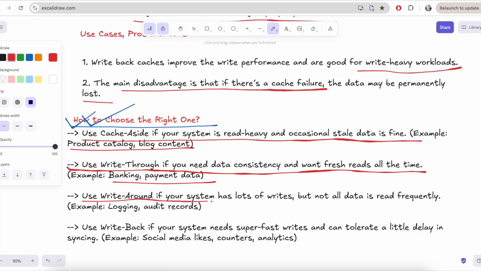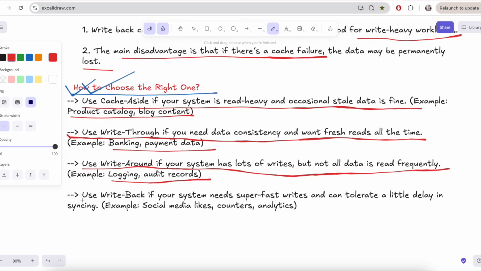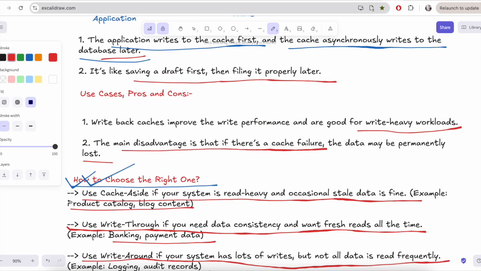Use write around if your system has lots of writes, but not all the data is read frequently, in the case of logging, chat services or audit records. And at last, we have write back. Use write back if your system needs super fast writes and can tolerate a little delay in syncing, like social media likes, counters, analytics. In that case, you can use the write back caching strategy.